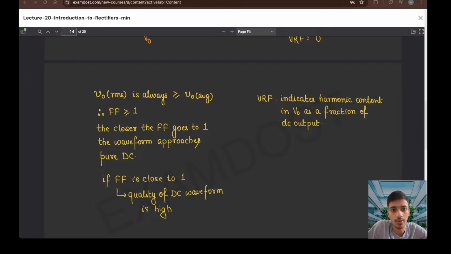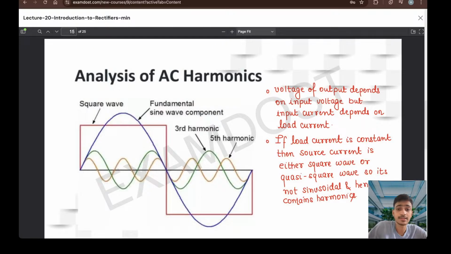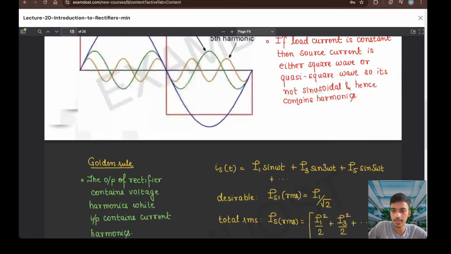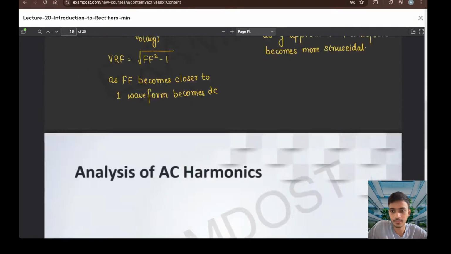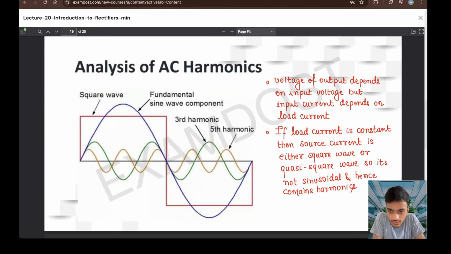The voltage ripple factor indicates the harmonic content in VO, the output voltage, as a function of DC output. Got it. Now the analysis of AC harmonics. The voltage of output depends on input voltage, but input current depends on load current. This is pretty important stuff, so let's analyze.